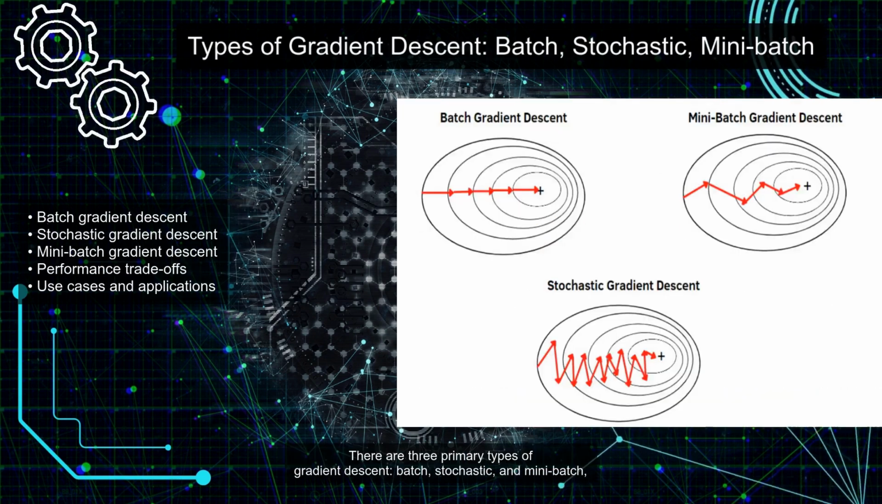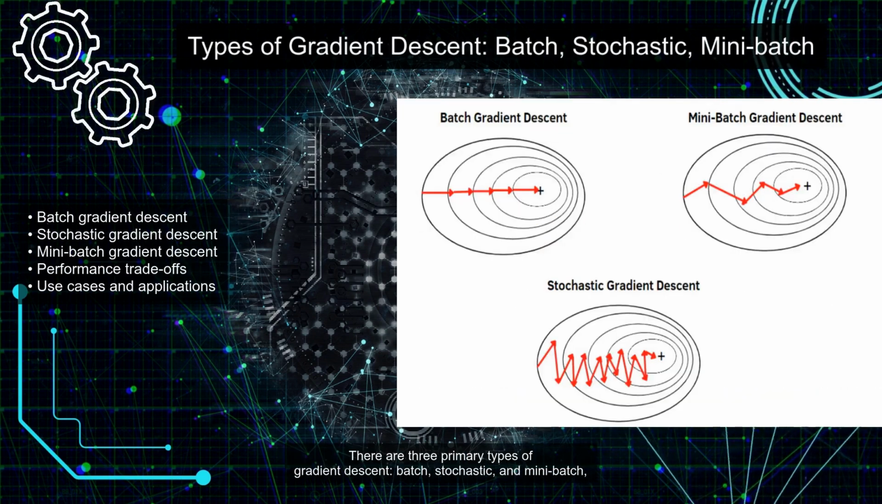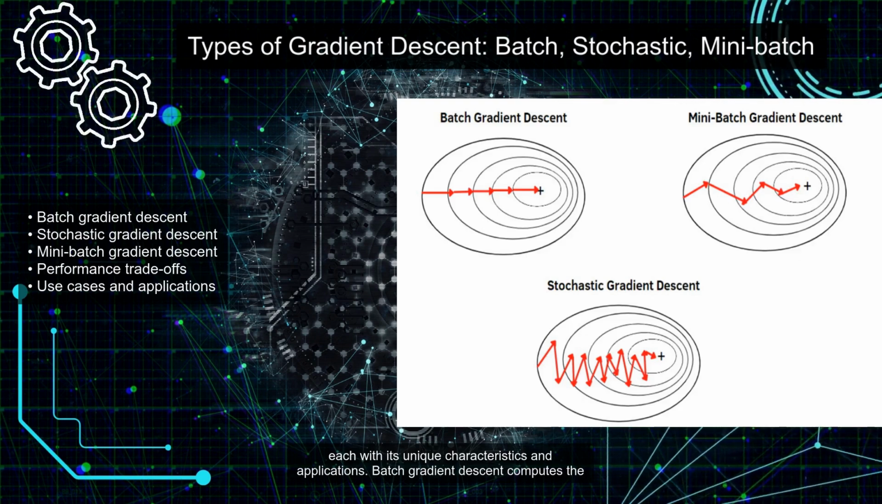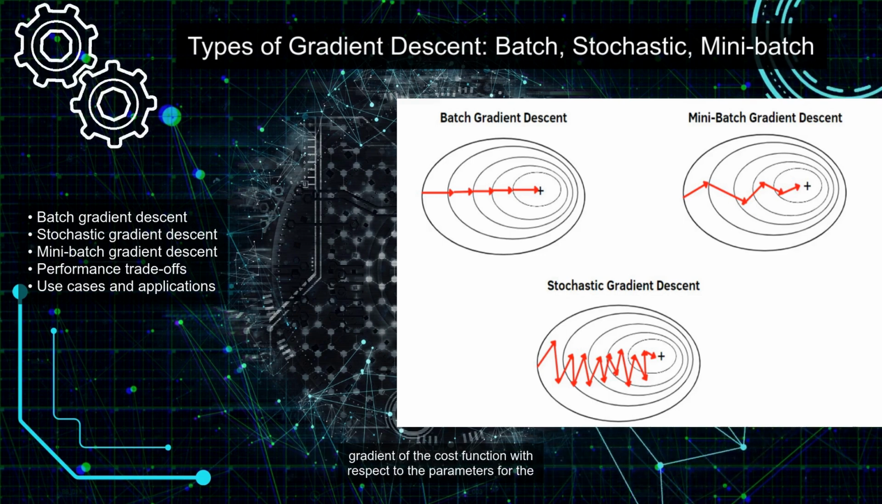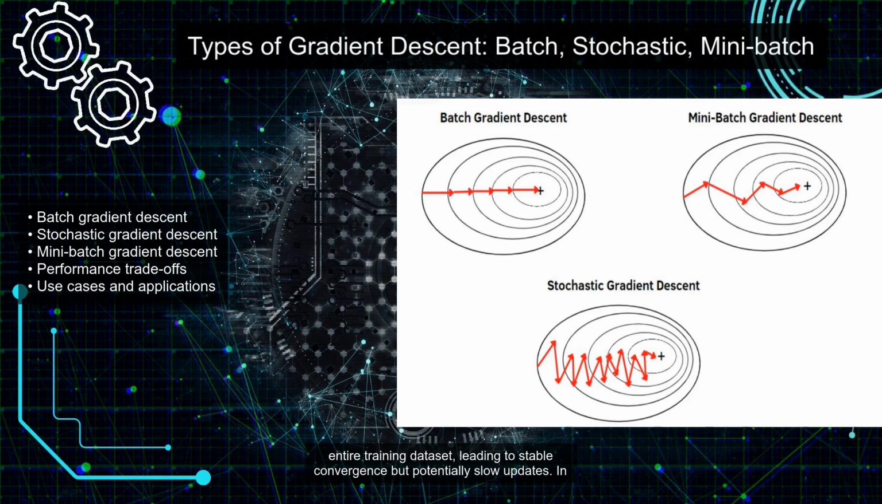There are three primary types of gradient descent: batch, stochastic, and mini-batch, each with its unique characteristics and applications. Batch gradient descent computes the gradient of the cost function with respect to the parameters for the entire training dataset, leading to stable convergence but potentially slow updates.